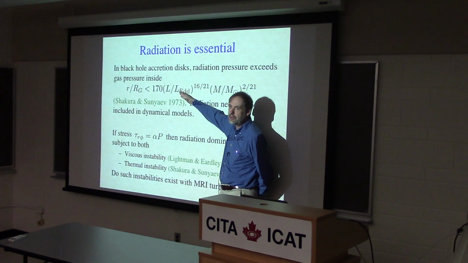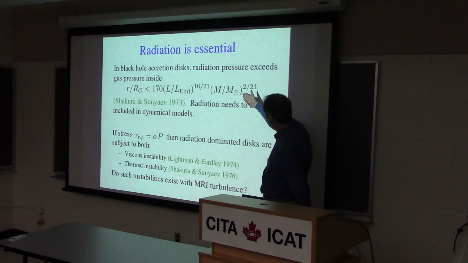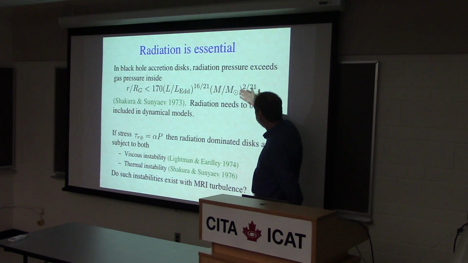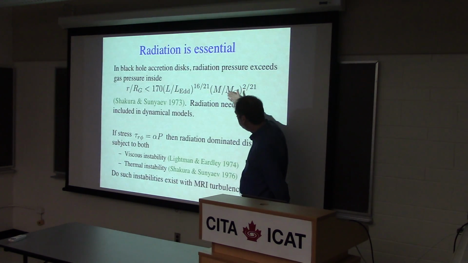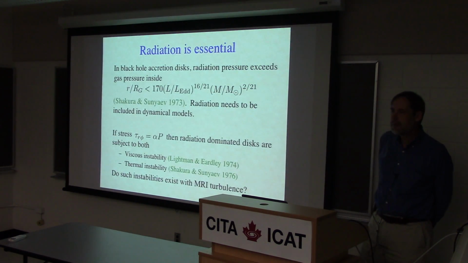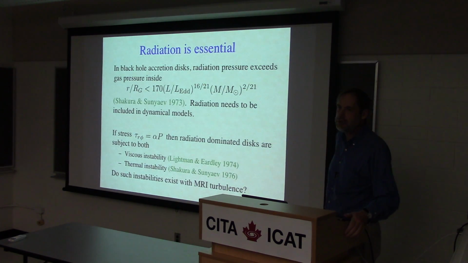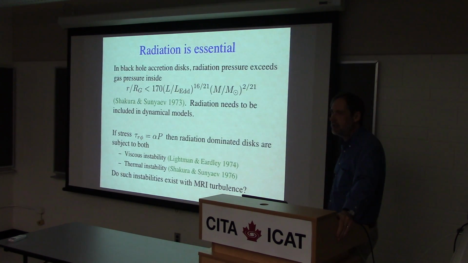So if you normalize the luminosity, the accretion rate to the Eddington rate, it's a very weak dependence on mass. So for stellar or even supermassive black holes, within a few hundred gravitational radii, radiation pressure dominates over gas pressure, and you really need to include it in the dynamics, because radiation pressure will change the saturation and nonlinear dynamics of the MRI, and can change the global dynamics of the accretion flow itself.